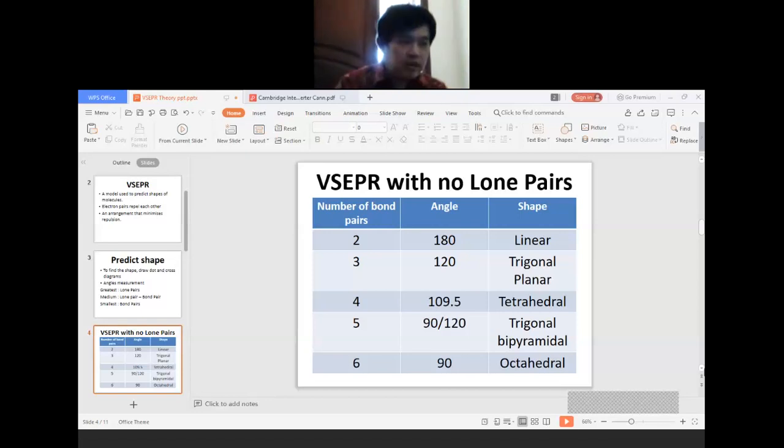SF6 is called sulfur hexafluoride. Sulfur hexafluoride has an angle of 90 degrees. And then for two bond pairs, the molecule is carbon dioxide. In three bond pairs, the molecule is ethene. And then with four bond pairs, the molecule is methane or alkanes.